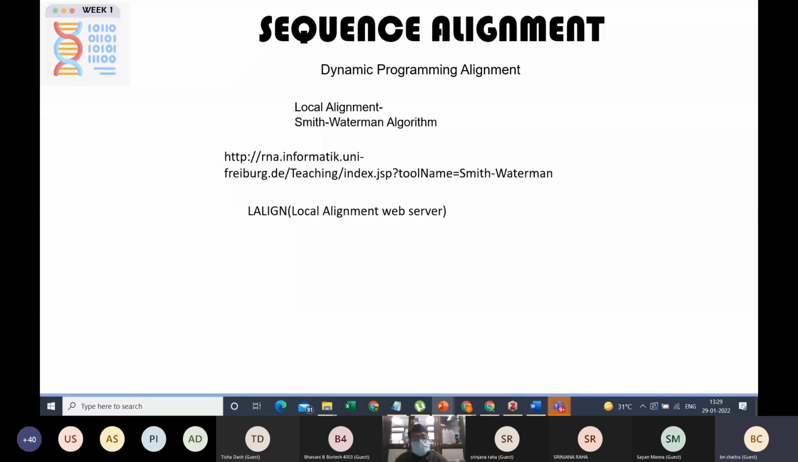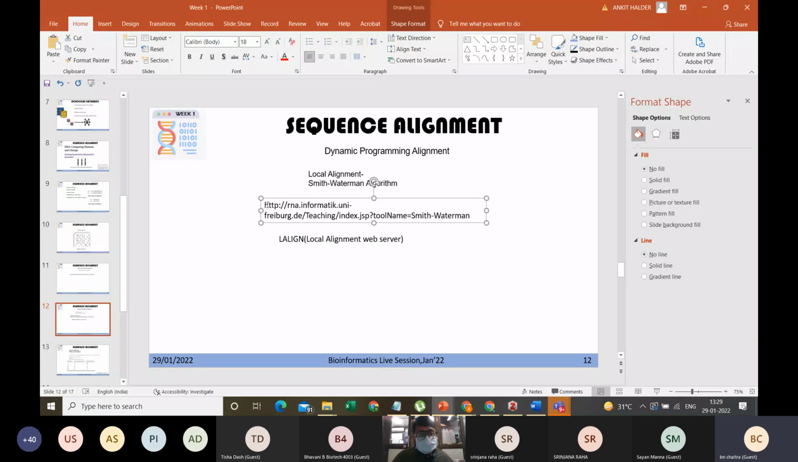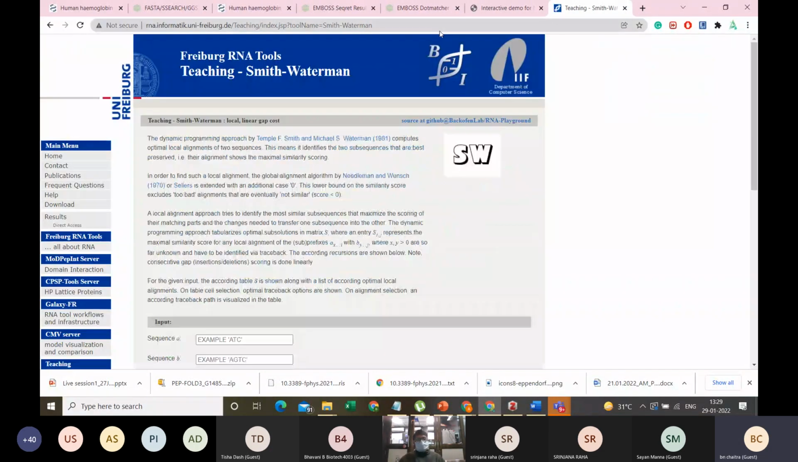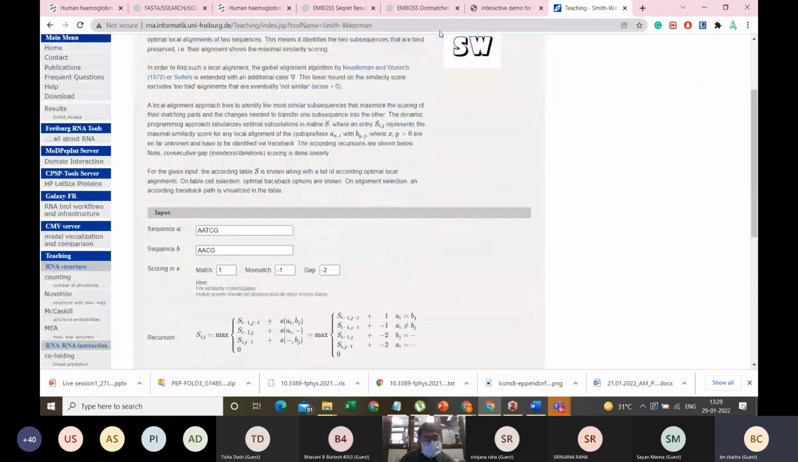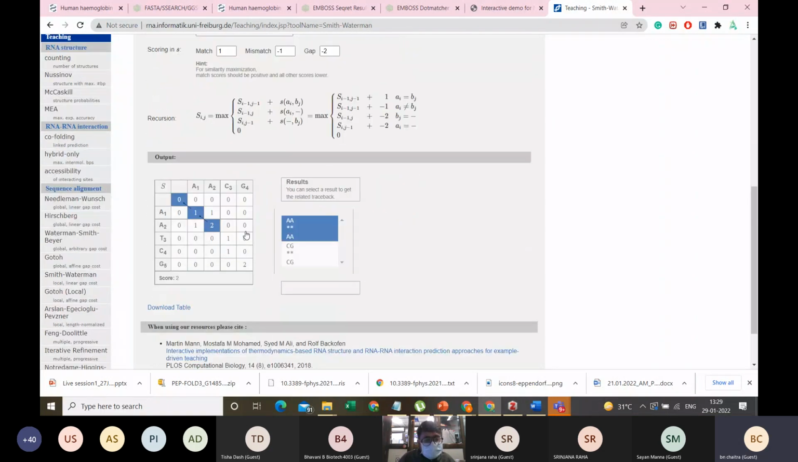Here the dynamic programming alignment for local alignment is the Smith-Waterman alignment. Let us look at Smith-Waterman itself. Here is the algorithm, just look at it. The major difference you can find is that Smith-Waterman will not trace back diagonally from the last step. It will do it from where it gets the maximum score, and from where it can go maximum.